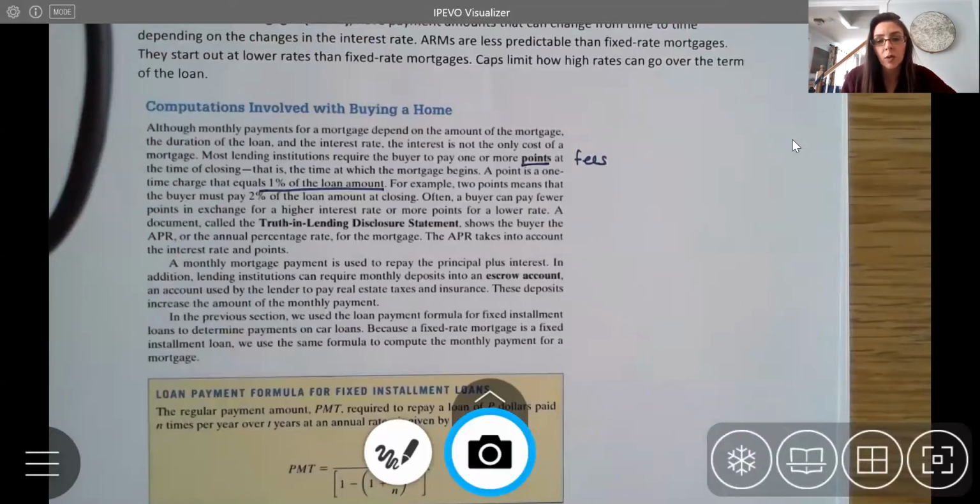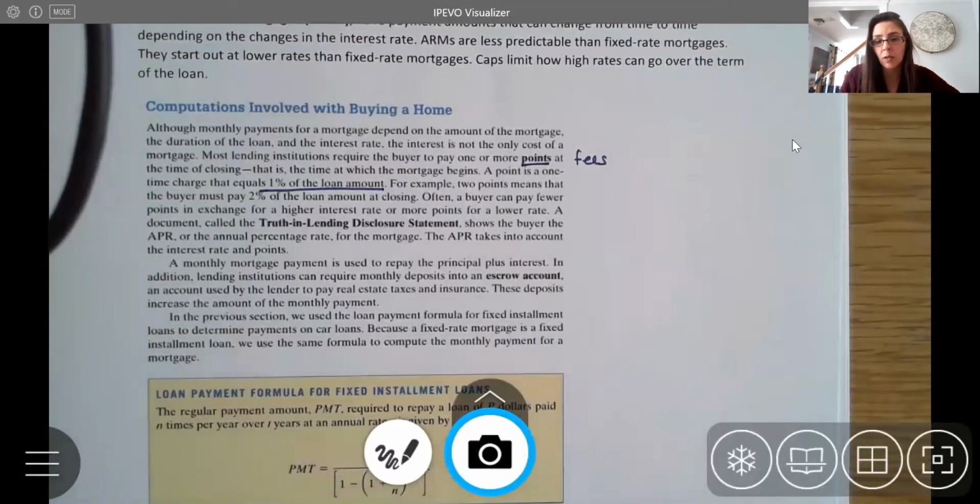The Truth in Lending Disclosure Statement does show the buyer the APR, or annual percentage rate, for a mortgage, and the APR takes into account interest rates and points. So it does take into account additional fees like points. So it just helps a buyer consider what the best rate is for them, right? So the APR kind of includes those fees in it. You do have to be careful because the APR is not totally standardized. So some banks may include certain fees and other banks may include different fees. So you just, again, want to be really careful and make sure you read through all the fine print on any of these loans.